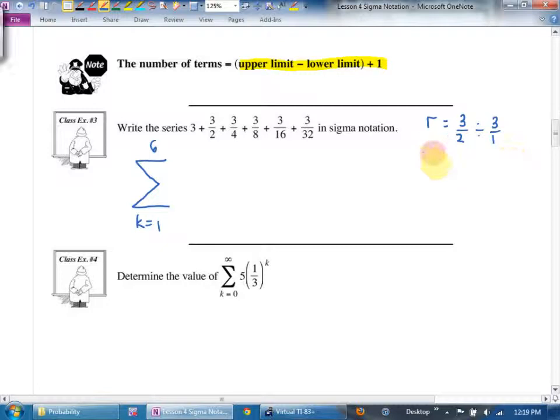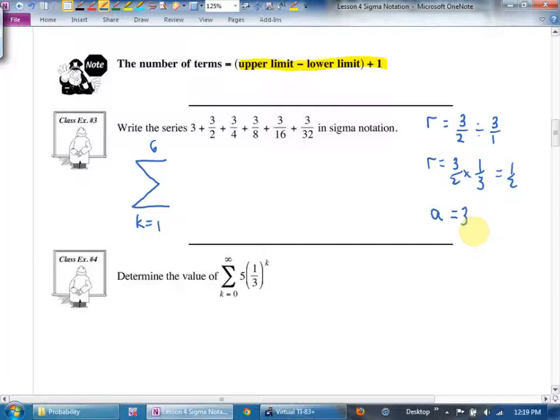R is going to be 3 over 2 times 1/3, because dividing by 3 is the same as timesing by 1/3. Do the 3's cancel? Yeah? R is a half. What's A? 3. Here is the shortcut for the geometric sigma notation.